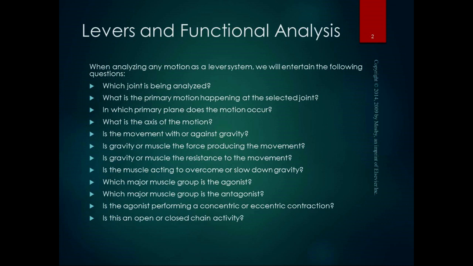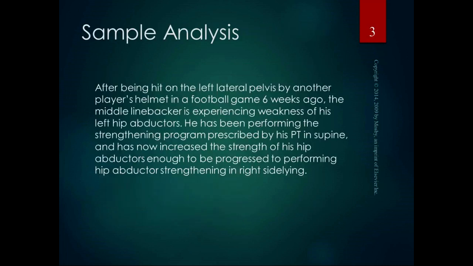Is the muscle acting to overcome or slow down gravity? It's going to be one or the other, unless you're in a gravity reduced plane, and we'll talk about that as well. But the muscle is usually acting to either overcome or slow down gravity. Which major muscle group is the agonist, the prime mover, and which is the antagonist? Is the agonist performing a concentric or eccentric contraction? And then is it an open or closed chain activity? We're going to do a sample analysis with a little case study, and we'll go through all of these questions. In our sample analysis, this is one of the pre-lab worksheets you have for the first lab.